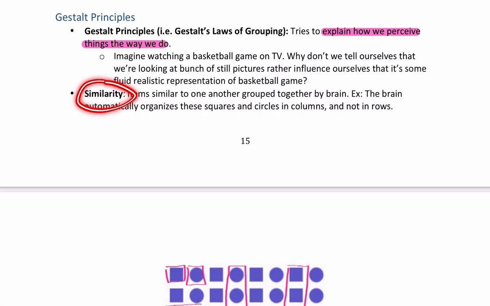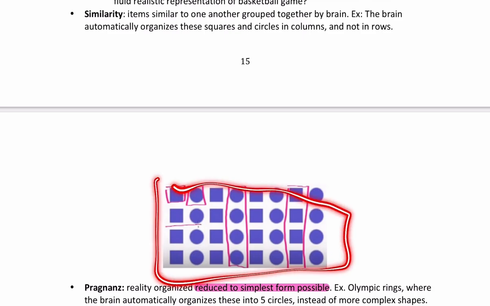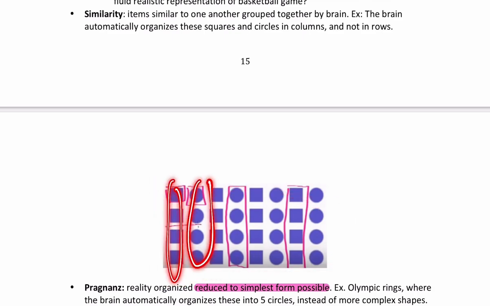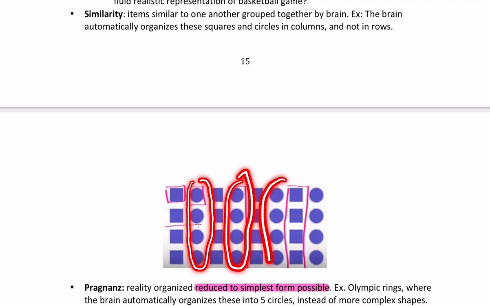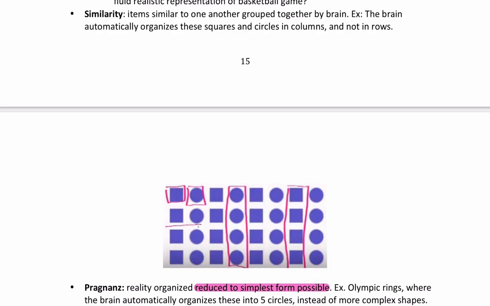So, for example, similarity. Similarity helps us see items as a whole because when we see items that are similar, we tend to group them together. For example, in this image right here, we see squares and we see circles. The way we group them is vertically, because we're looking at how they belong with each other because they're similar.